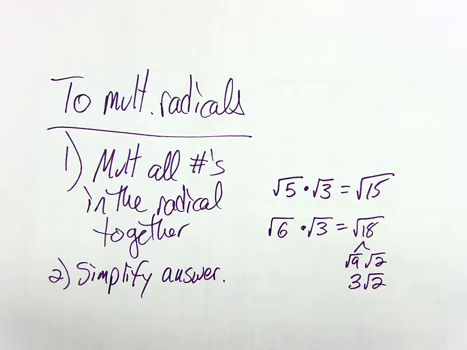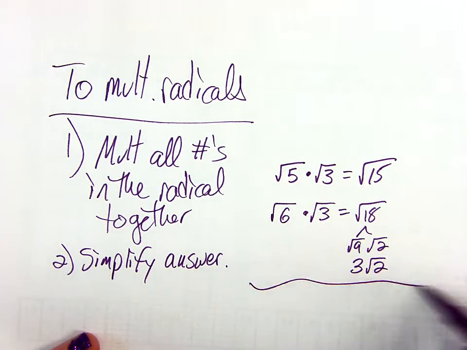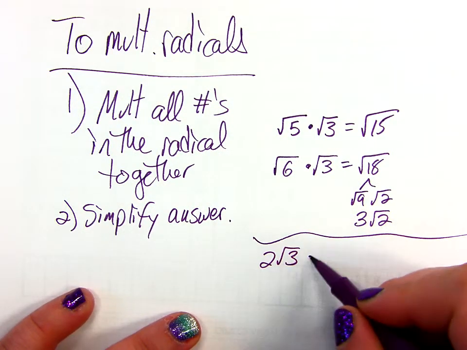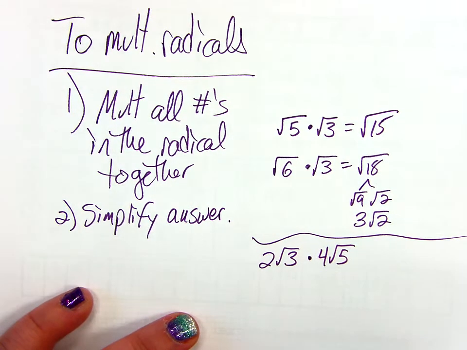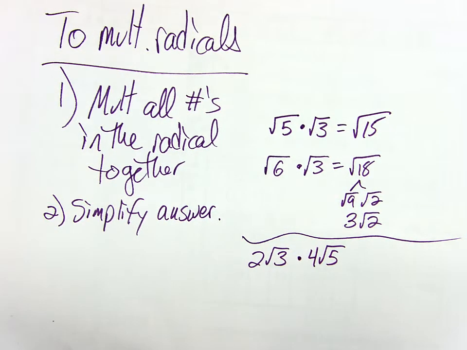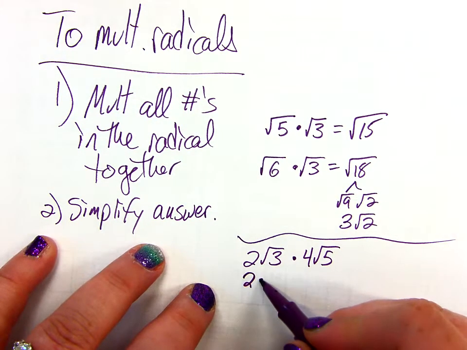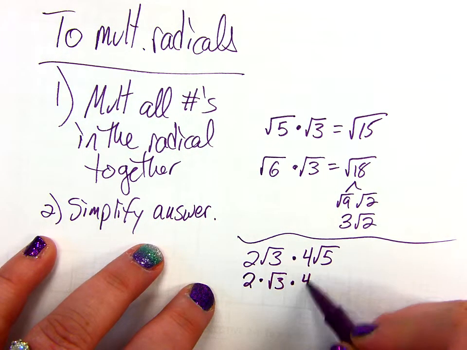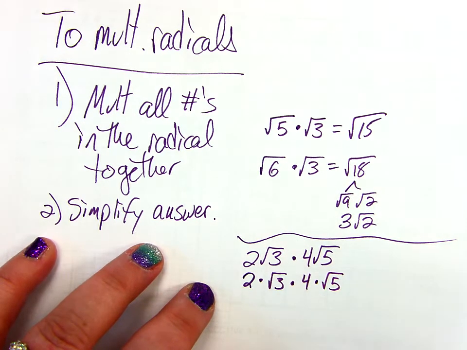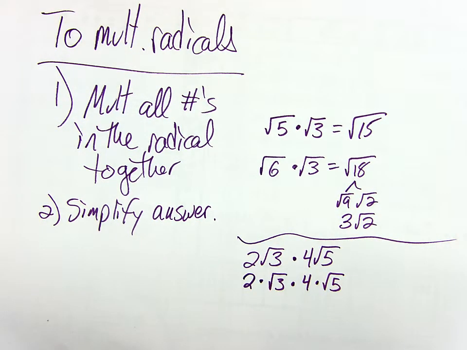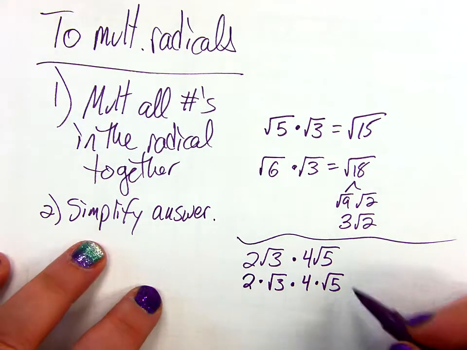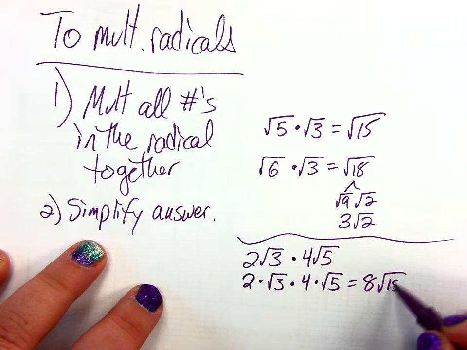Oh, wait, Miss Savvy, what if there's numbers out in front? What if you had something like 2 root 3 times 4 root 5? What are you supposed to do with that? Well, it's almost the same idea. This is all multiplication, right? Even though I don't have a dot between that 2 and the root 3, it's the same thing as writing 2 times root 3 times 4 times root 5. So all you're going to do is multiply the numbers that are not under the radical, and then multiply the numbers that are under the radical. That's it. So this answer is just 8 root 15.